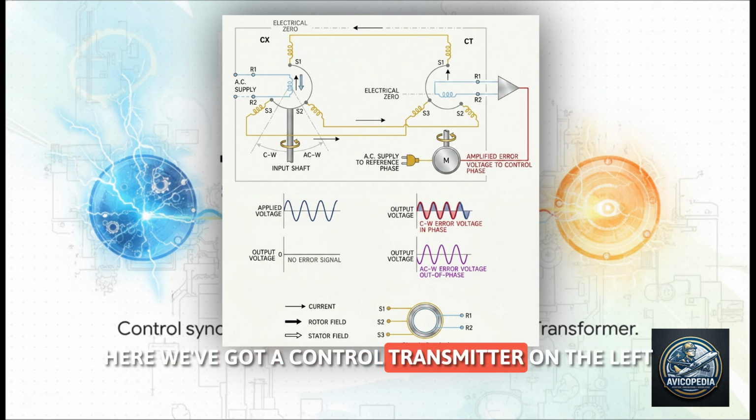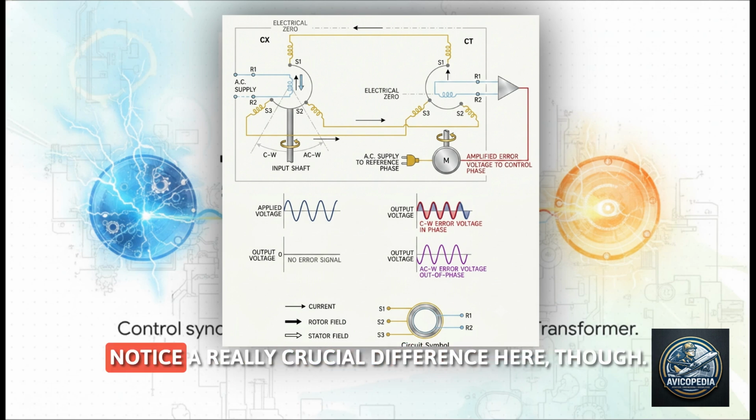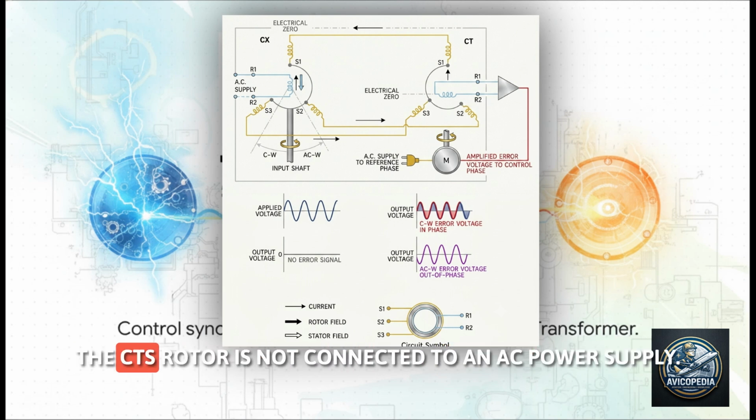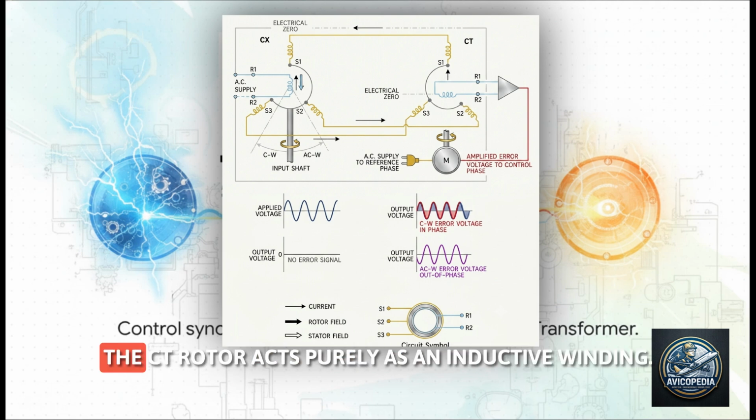Here, we've got a control transmitter on the left and a control transformer, or CT, on the right. Notice a really crucial difference here, though. Unlike our previous receiver, the CT's rotor is not connected to an AC power supply. So instead of acting as a magnet that just gets pushed around, the CT rotor acts purely as an inductive winding.